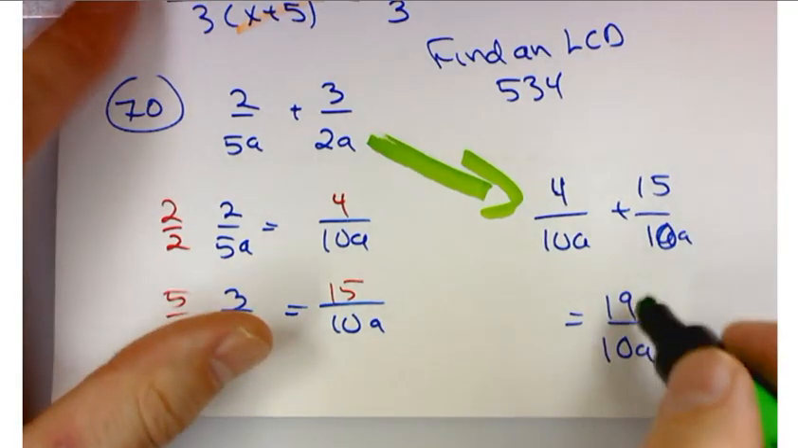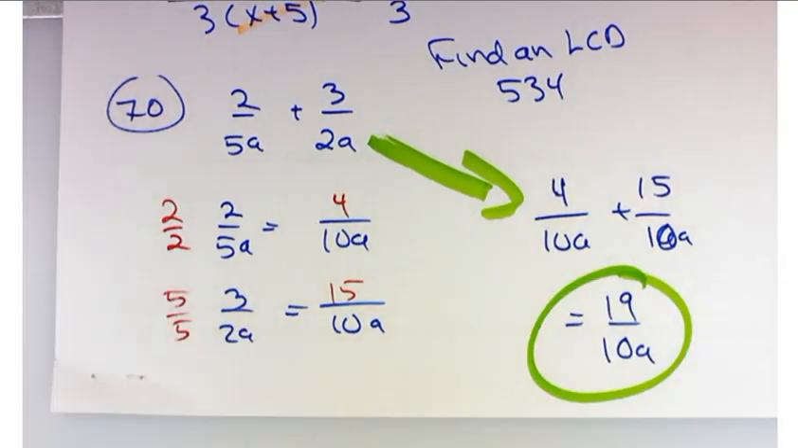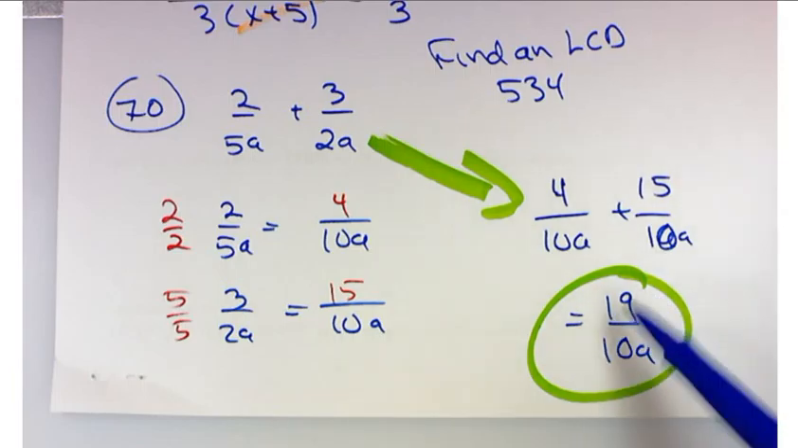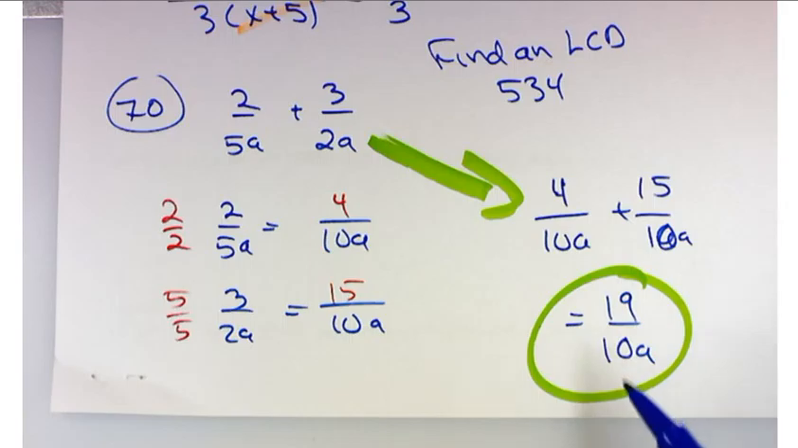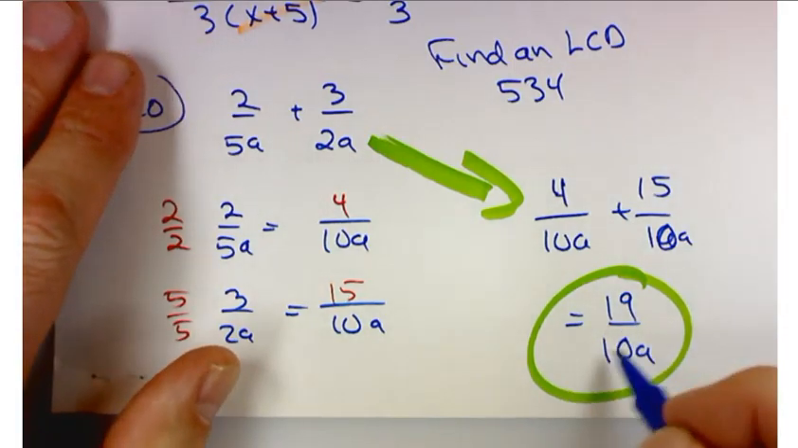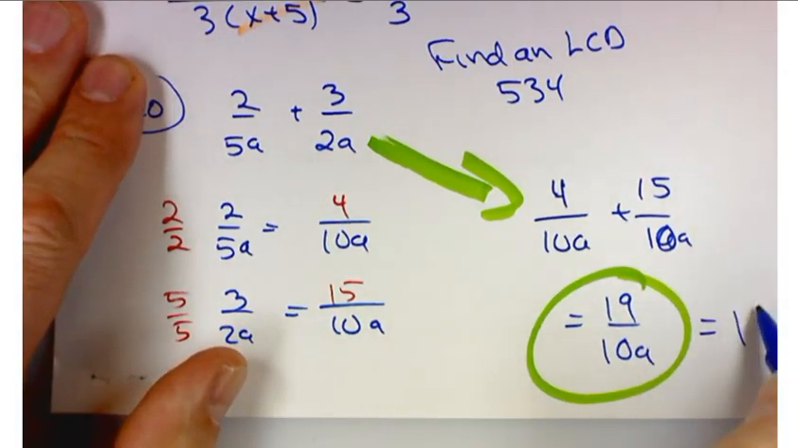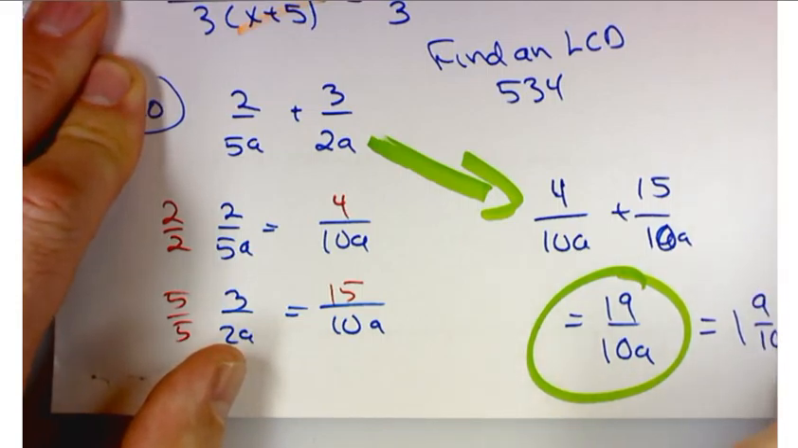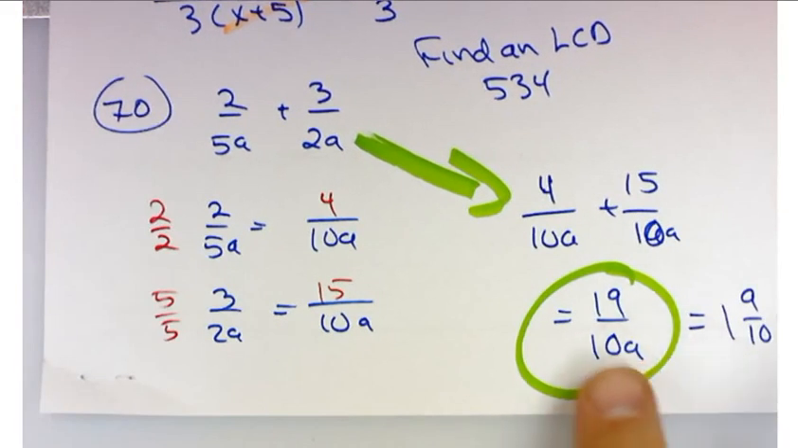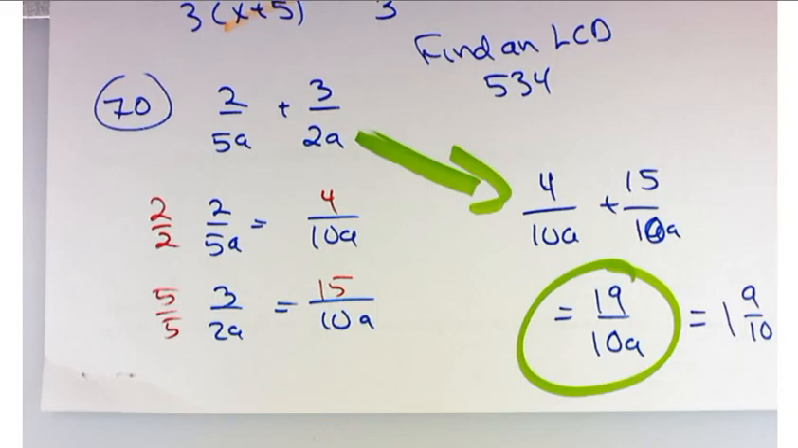Is this in lowest terms? Actually, it is in lowest terms. What might be bothering you is that the numerator is bigger than the denominator, but there's nothing in common between both of these. There's nothing I can reduce. So it is in lowest terms. If you're really annoyed by the fact that the numerator is bigger than the denominator, you could write it as 1 and 9/10 times a. That'd be fine, but let's just keep it simple. Let's go with that first one. We okay on problem 70? All right.